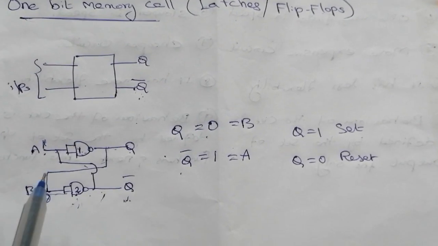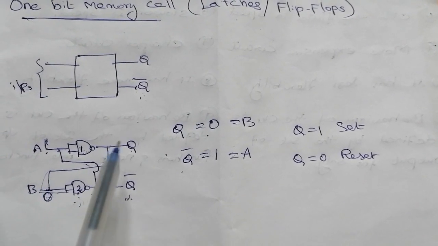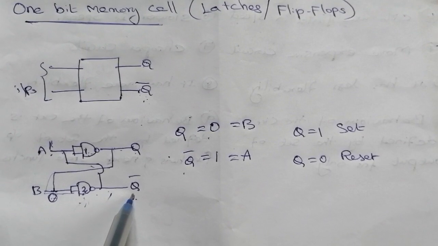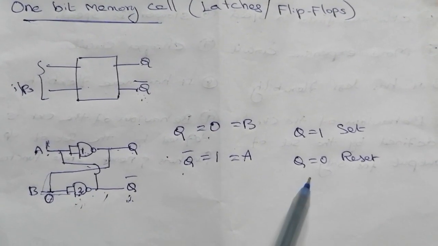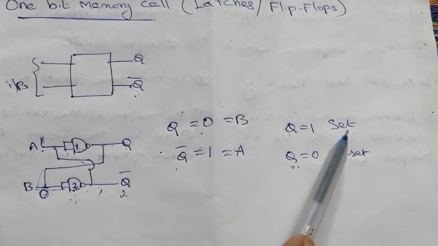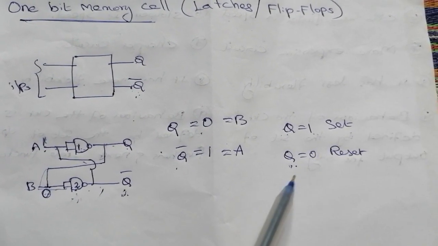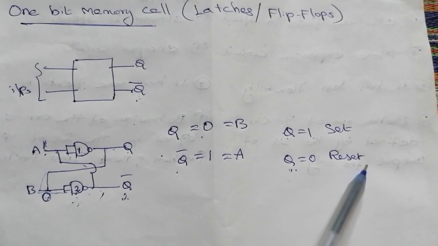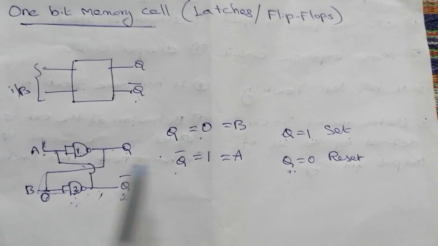So in the latch circuit the concept is that the outputs Q and Q bar are always complementary, and the circuit has two stable states. One is Q equal to 1, referred to as the set state, and the other is Q equal to 0, referred to as the reset state. So this is the latch concept.